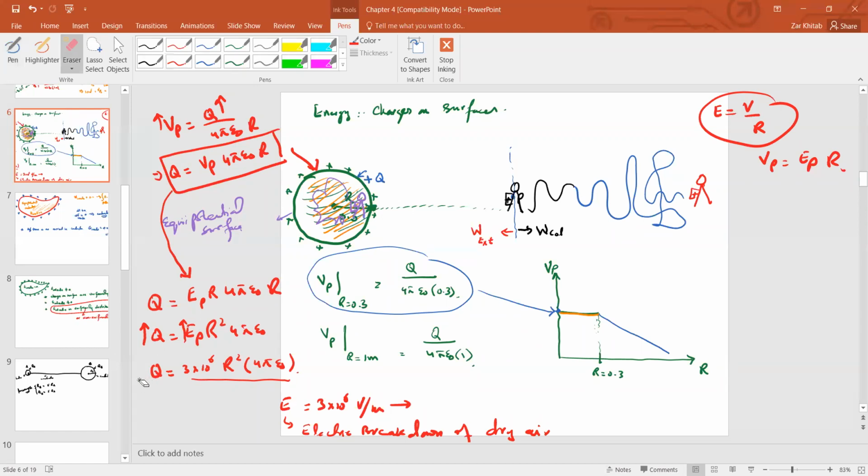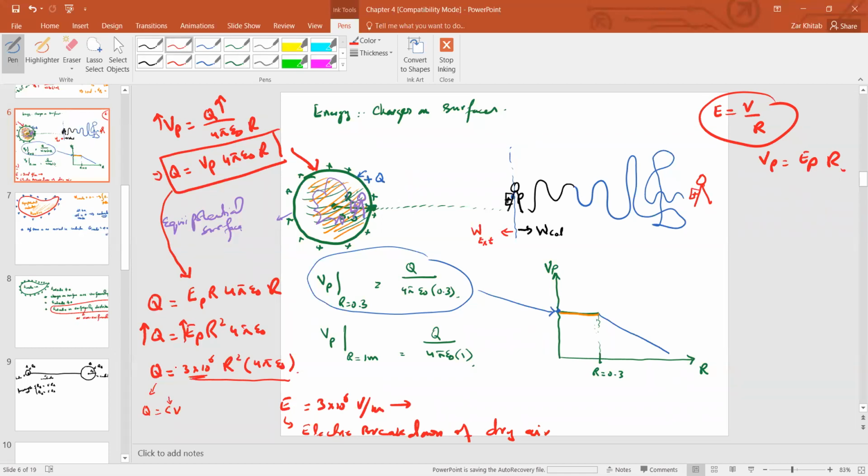So I can also call this the capacitance. If you say Q equals CV, this very number for which the electric field of the structure rises to a value of 3 million volts per meter, that's the capacitance of the structure.